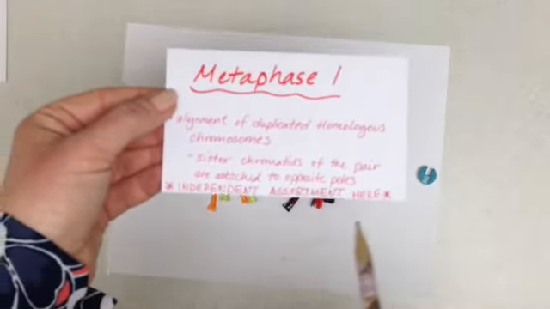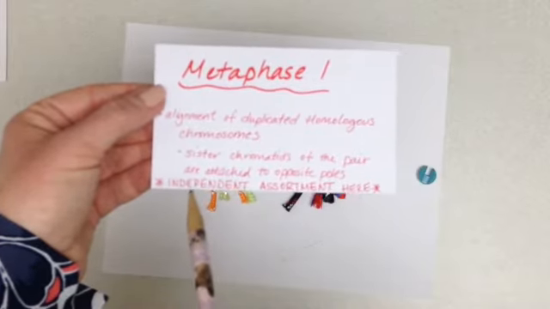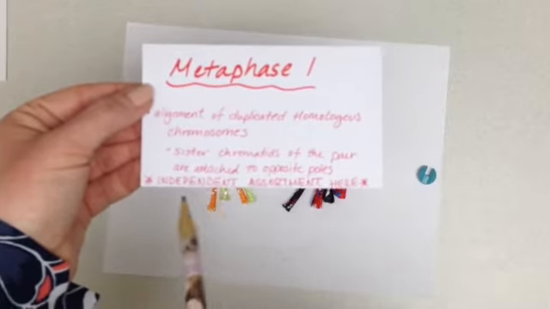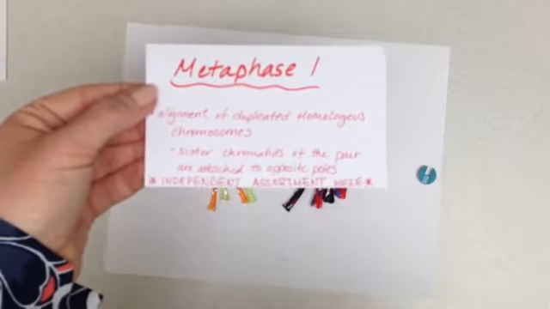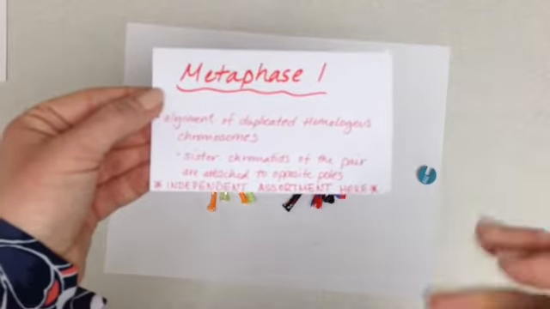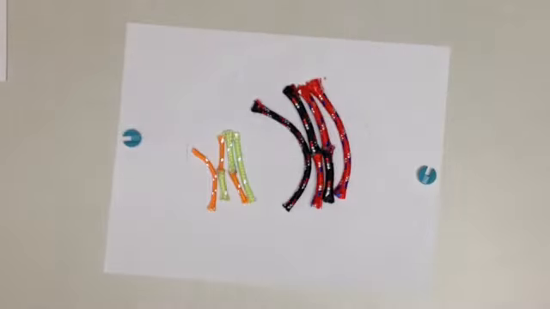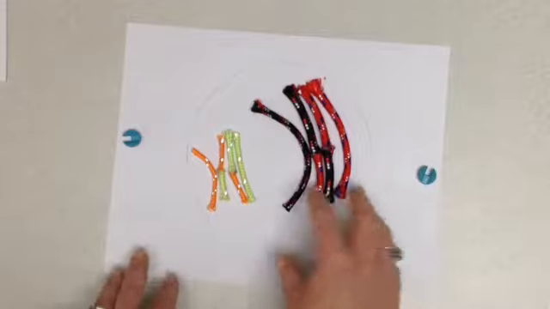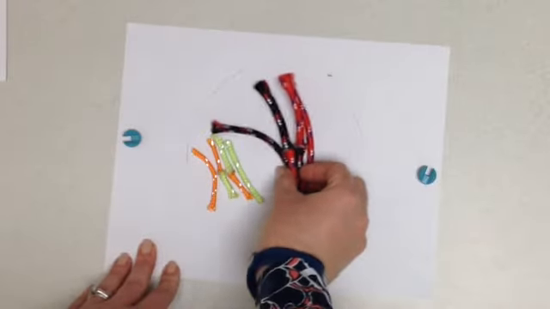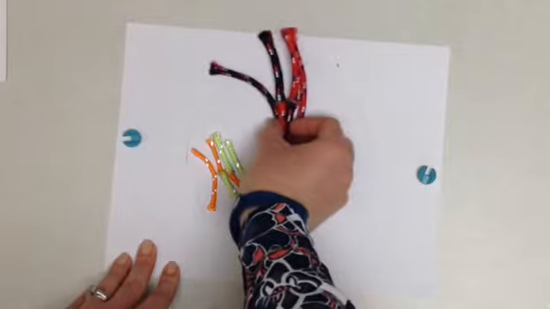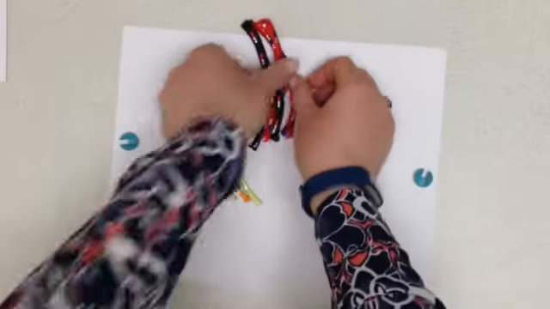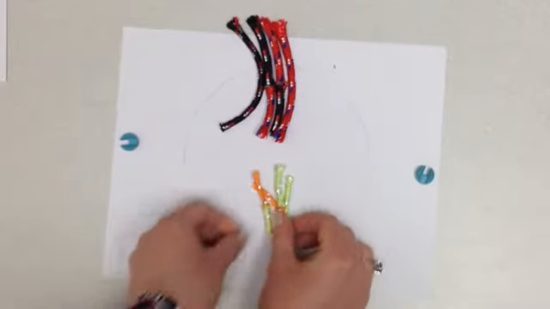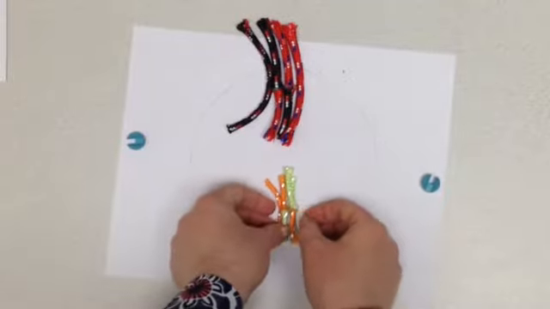Okay? And then I'm going to talk to you as I show you that this is where independent assortment happens, right? So we talk about this in class. Independent assortment is another way that we can introduce genetic variability. So let me show you what I mean by all this. So again, our microtubules have reached out and attached to our kinetochores, and they're going to start tugging and pulling these back and forth until they align up at the metaphase plate. Same thing over here, tugging and pulling until we align up at the metaphase plate.